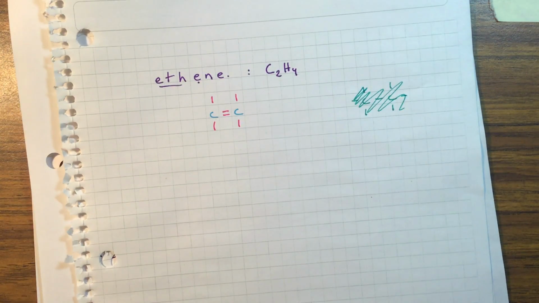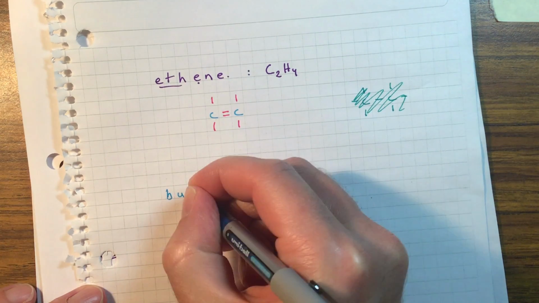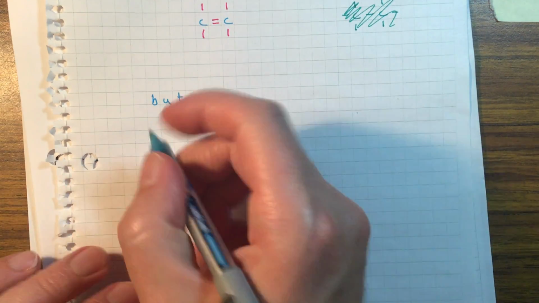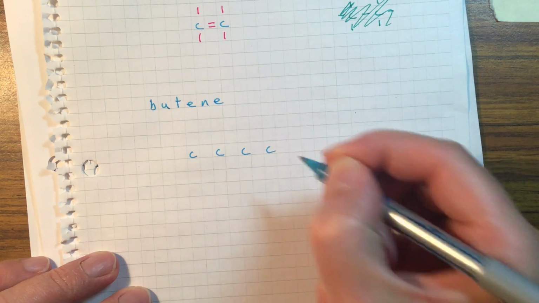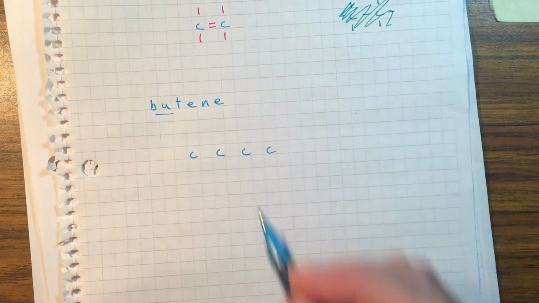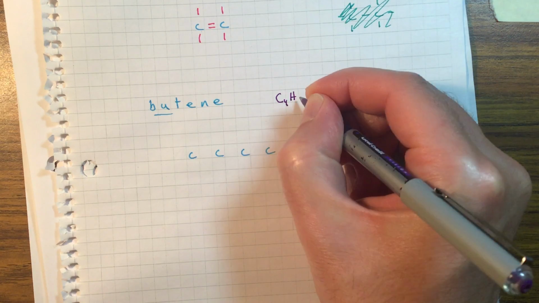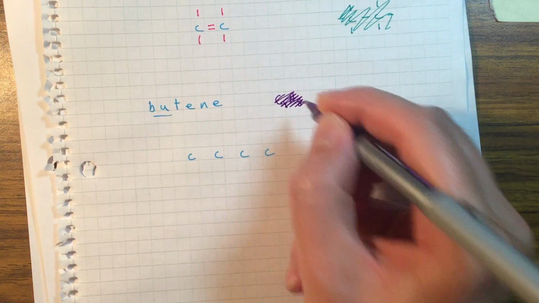Okay, but now what happens when we get butene? So we're going to look at butene. The but means 4 carbons. Carbon, carbon, carbon, carbon. So that's 4 carbons. So we know this is going to be C4H8. There's going to be 8 H's. Well, not always, actually. Sometimes there'll be C4H8. Sometimes not.